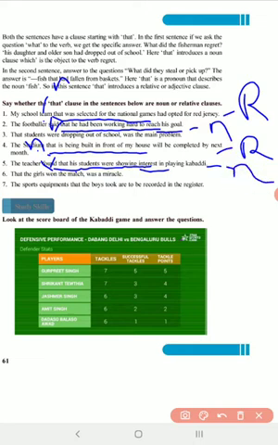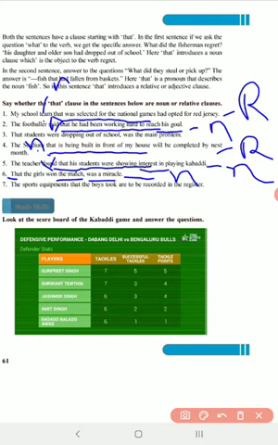Sixth one: that the girls won the match was a miracle. What type of clause is it? It is a bit strange, but it is a noun clause. The girls won the match, that was a miracle. It was a miracle that the girls won. It's a noun clause actually.